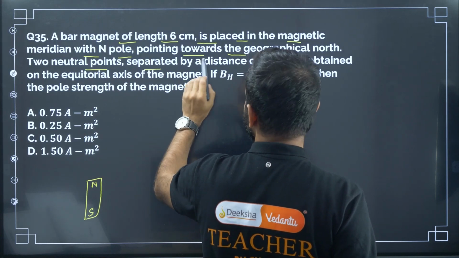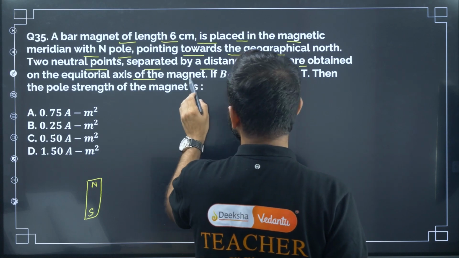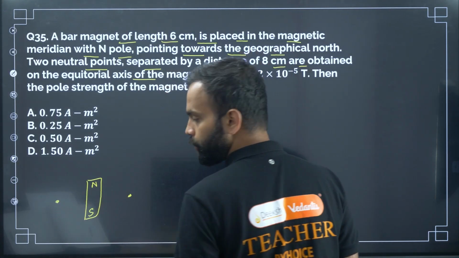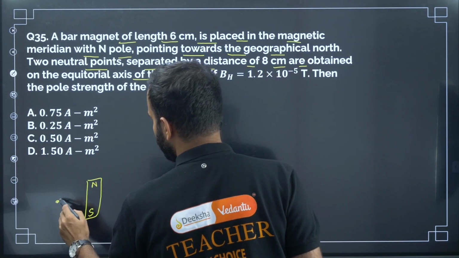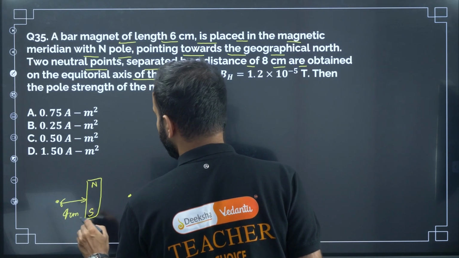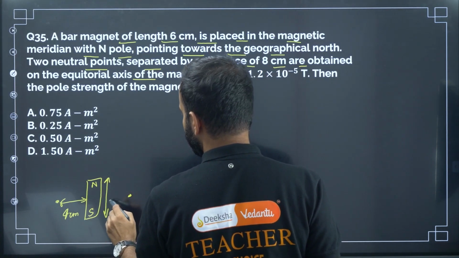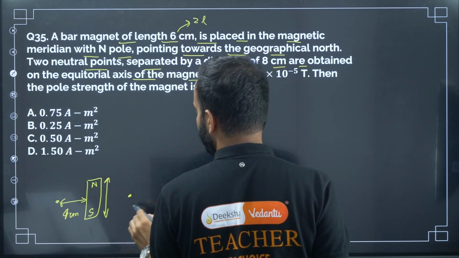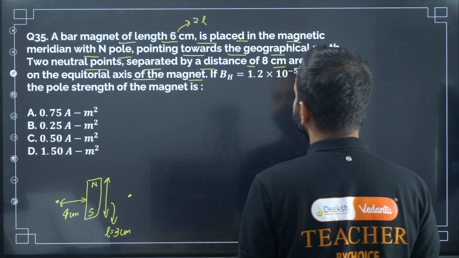Two neutral points separated by a distance of 8 centimeter are obtained on the equatorial axis of the bar magnet. So here we got two neutral points. The distance between the two neutral points is 8 centimeter, so the distance between the bar magnet and any one neutral point is 4 centimeter. The length of the bar magnet is 6 centimeter, so 2L equal to 6 centimeter, so L equal to 3 centimeter.